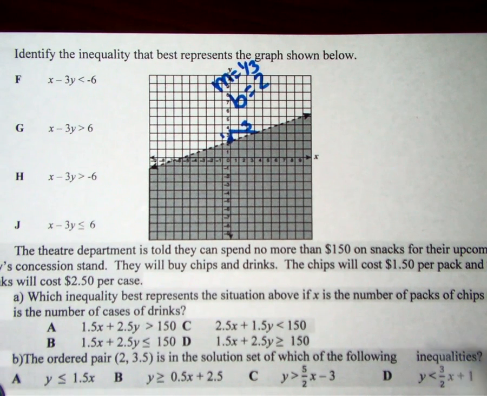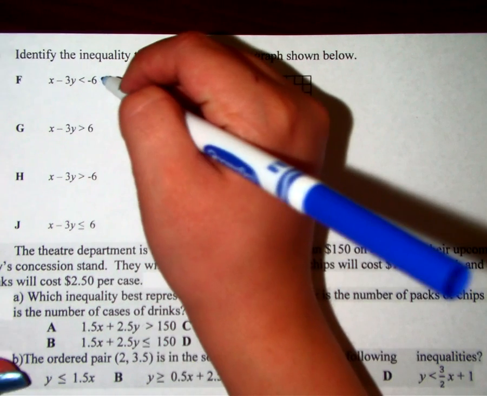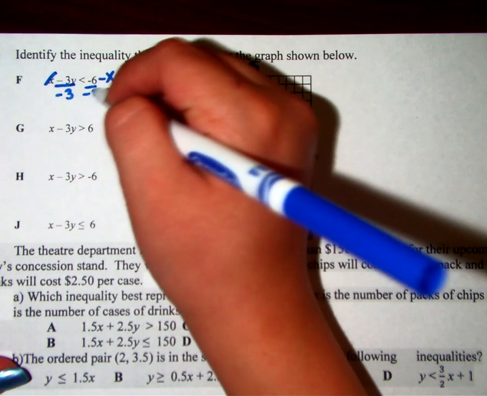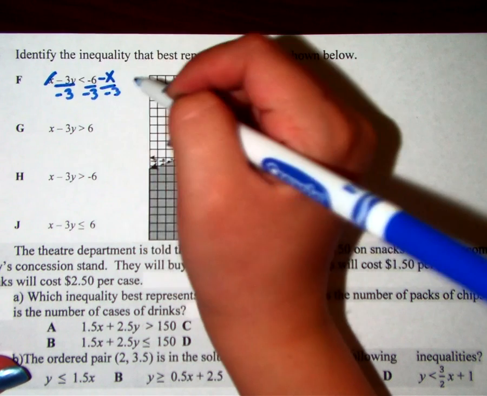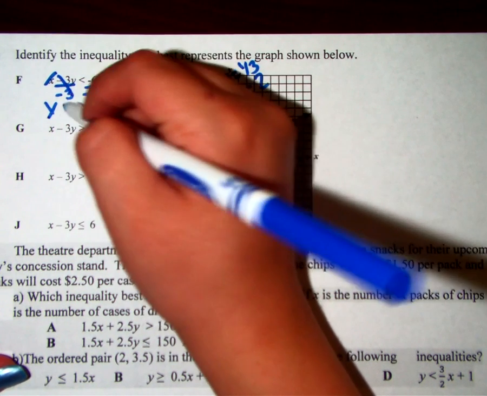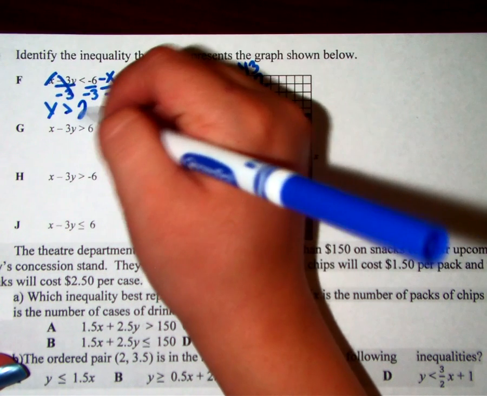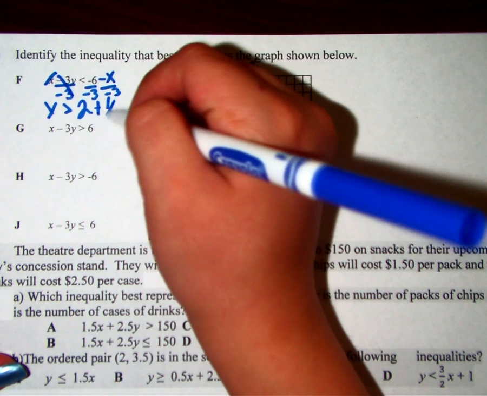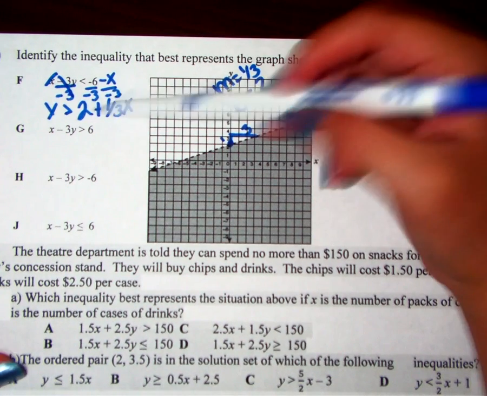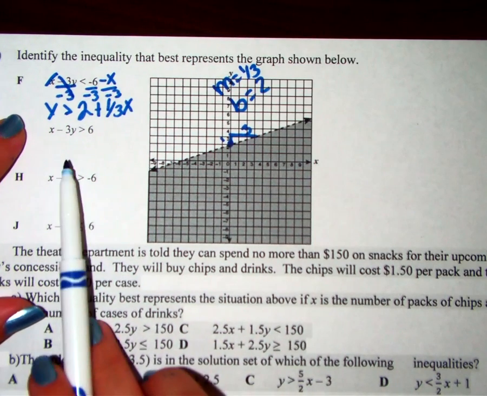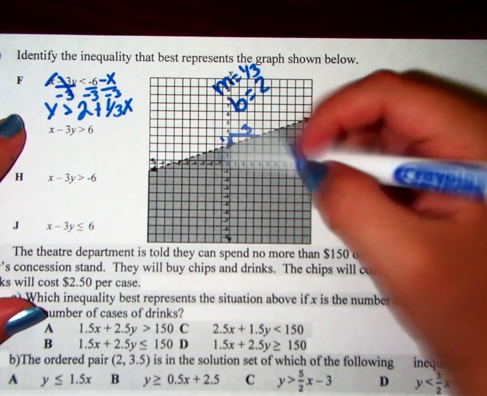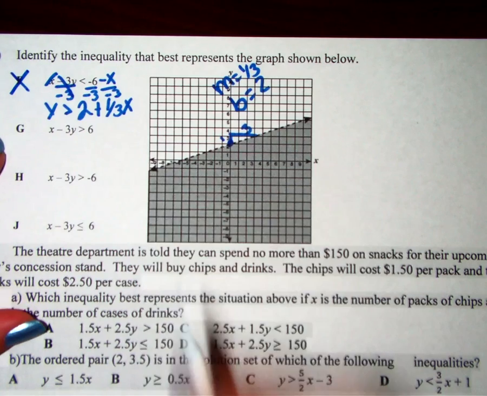So let's start with the first one. I'm going to subtract x on both sides, so that goes away. Divide by -3, -3, -3. That goes away, so my inequality is going to flip. 2 negatives give me a positive 1/3 x. So here, they're saying that we're going to shade above. Did we shade above? No, we did not. So that's not going to be the correct answer.